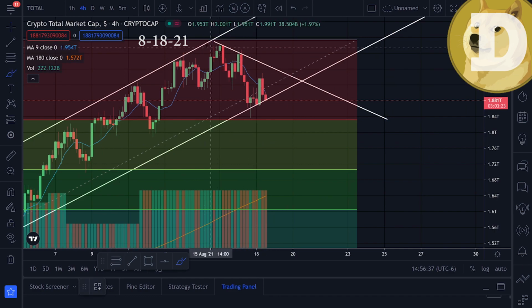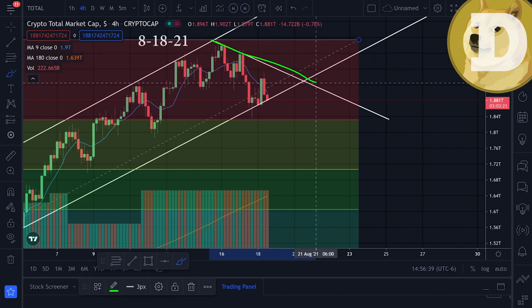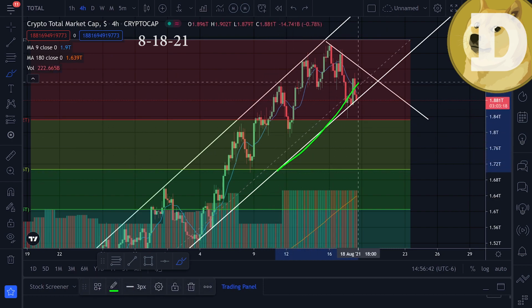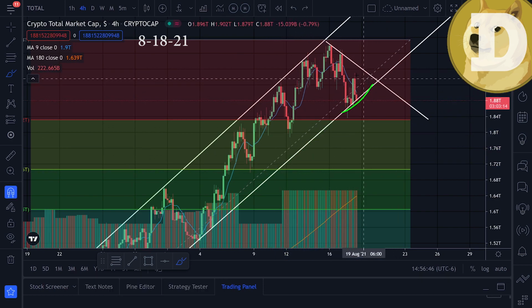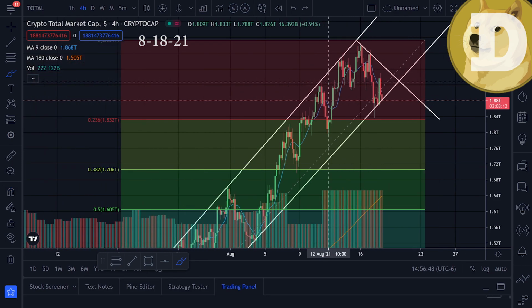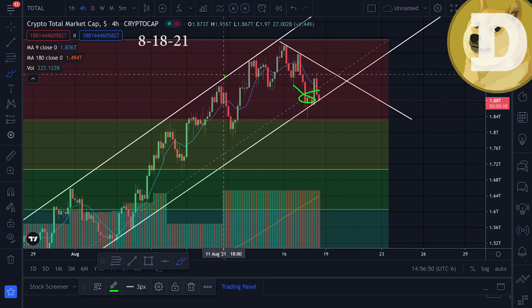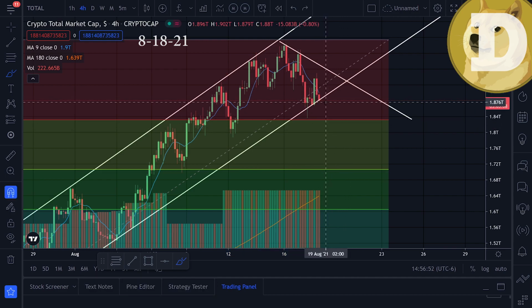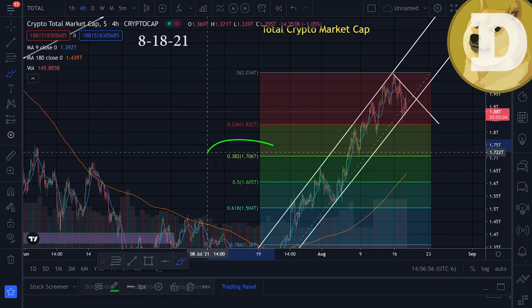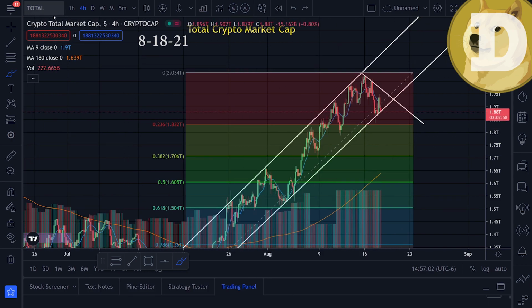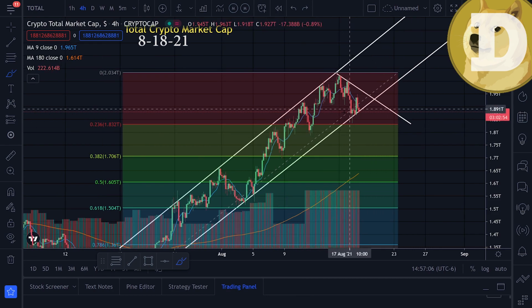So basically I'm watching this triangle pattern, something like this downtrend like this, and that big uptrend like that. So are we going to hold support on it and keep testing this triangle pattern, or are we going to start rolling over and break this trend line right there and start looking at Fibonacci levels for a retracement? Like I said, I'm watching the total crypto market cap. It's TOTAL on TradingView if you want to check it out.